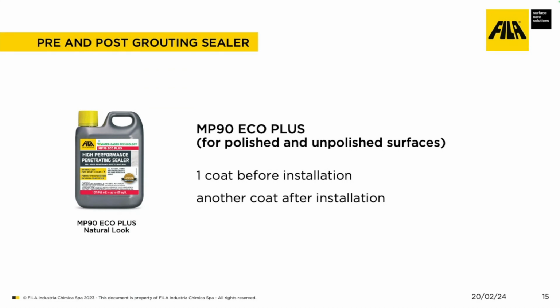So if you want to apply a sealer on a stone that has already been installed, but where the joints were not done yet, you can use MP90 Eco Plus. What is really special about this product is that you can use it on every kind of surface, so polished, unpolished, matte, so everywhere. So with a simple sealer, you can protect the surface and reduce the problems relating to grout haze and grout residues.